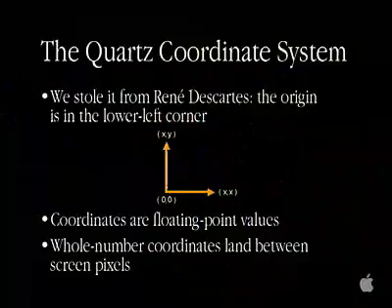This is not the way the world of mathematics and the world of geometry does this. We are using the original coordinate system that René Descartes came up with. The origin is in the lower left corner. Coordinates are floating point values. Well, he didn't know what floating point meant, but that's neither here nor there. Whole number coordinates land exactly between the screen pixels initially. So that's how the coordinate system is when we hand it to you.